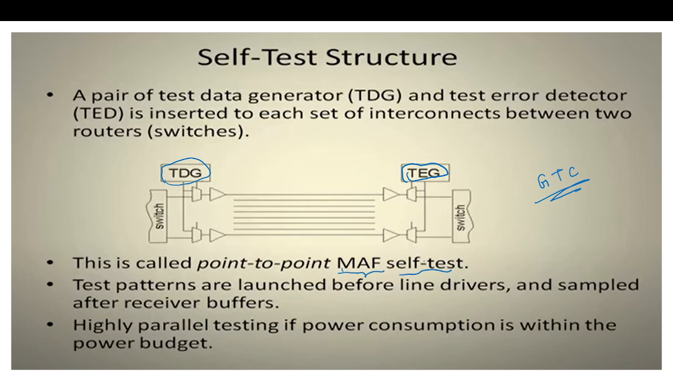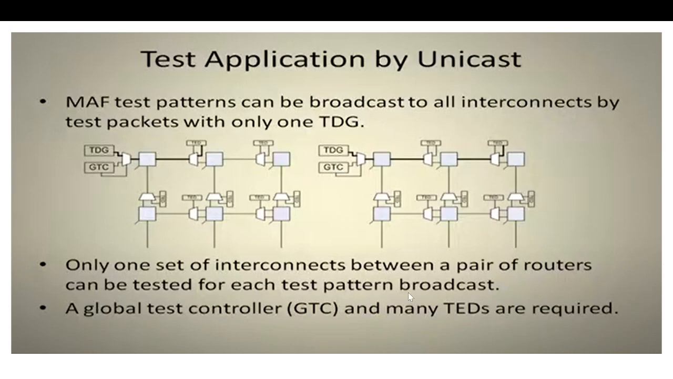Test patterns are launched before line drivers and sampled after receiver buffers. Highly parallel testing is possible if power consumption is within the power budget. Test application by unicast: MAF test patterns can be broadcast to all interconnects by test packets with only one TDG. So we have one TDG. We said that this is the GTC, the global test controller, if you want the global one.